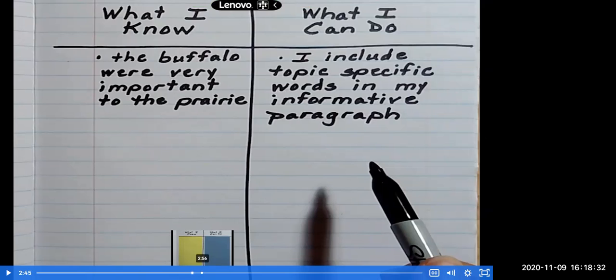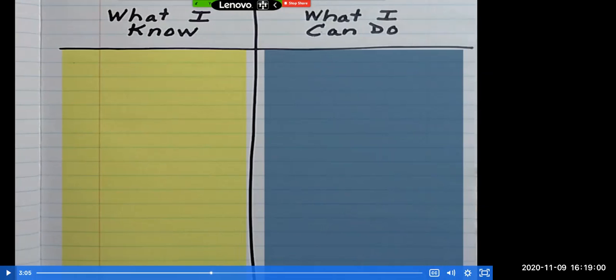So you should have 3 of what I know at the end, and you should have 2 in what I can do, including Miss Sabella's what she knows and what she can do. Okay, so you go ahead and push pause, and then you can hit play when you are finished with your what you know and what you can do chart. And I'm going to go ahead and go back. All right, here we go.